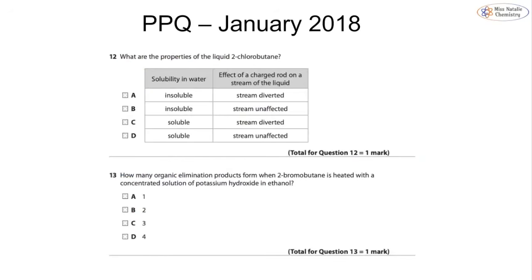So let's have a look at a past paper question for this, or a number of different questions. I've looked at some multiple choice as well as full length questions. The paper that I've taken these from is the January 2018 paper. The first one is looking at the properties of the liquid 2-chlorobutane. So let's just draw it out real quick. The butane is going to give us 4 carbons. It's the second carbon that the chlorine is on, and then we draw hydrogens for all the rest.